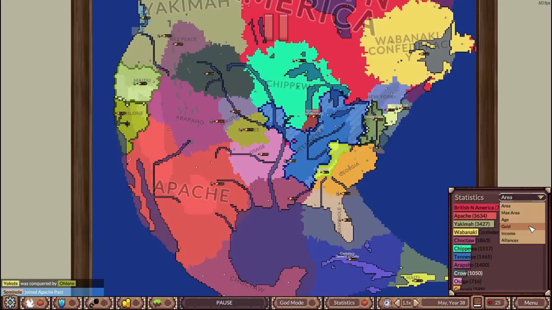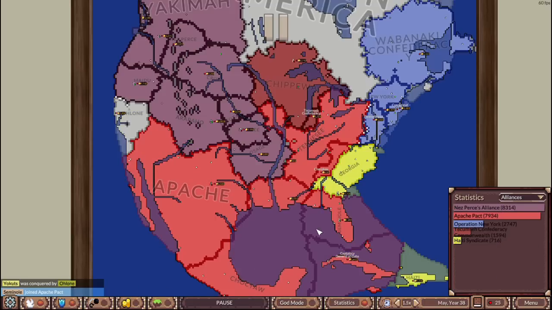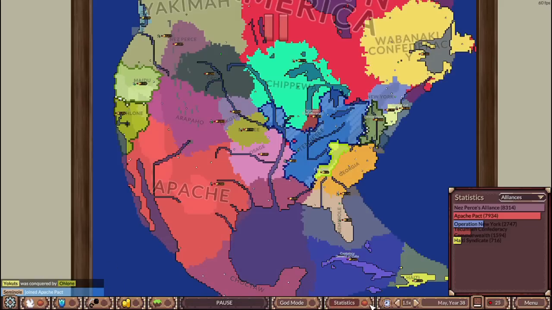Now looking at economy, going to be the British, of course, followed by the Yakima, Apache, and the Wabanaki. So both the same there. Let's check out the alliance map real quick. All right, the Apache, Choctaw, Seminole, Cuba, Tennessee, Cherokee, all teamed up together in the Apache Pact. And then we have a big Western tribal alliance up here. And then Operation New York with the Wabanaki, New York, Connecticut, Pennsylvania, and Georgia and Haiti are teamed up. So Haiti and Georgia, an alliance. And very interesting there. So let's place our bets.